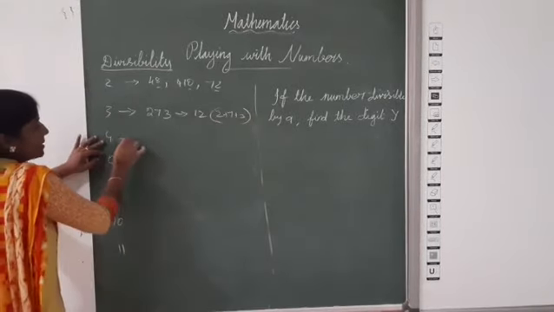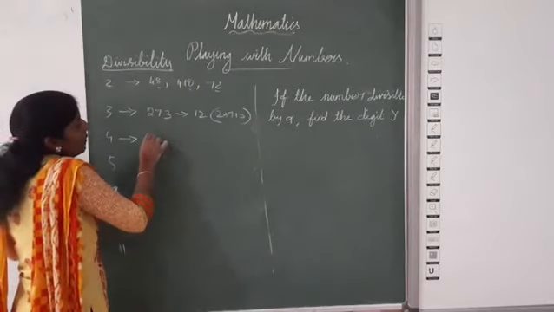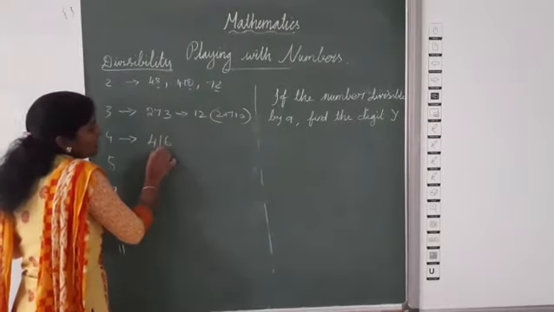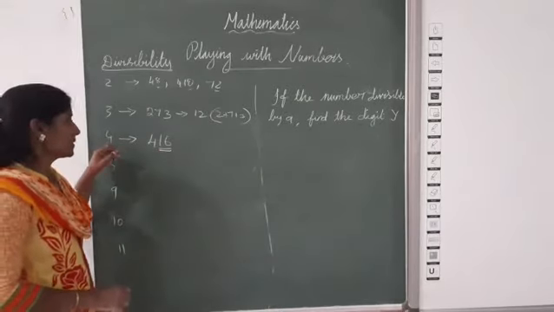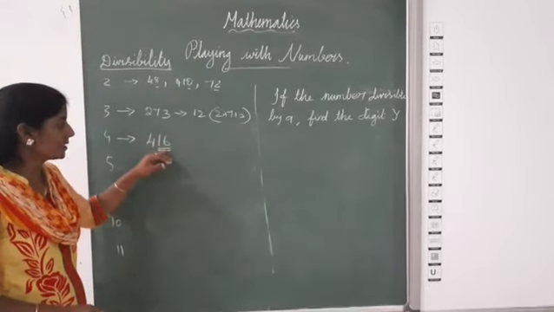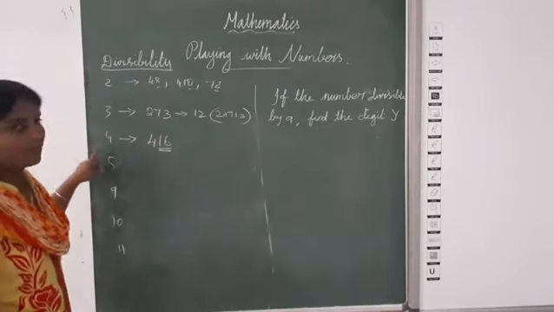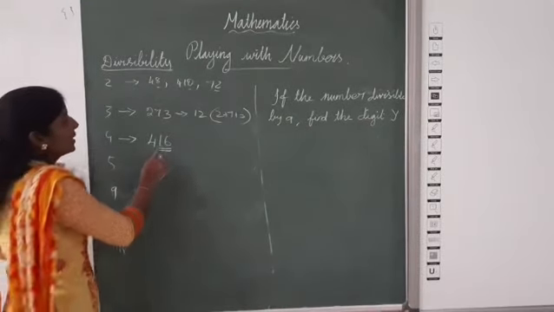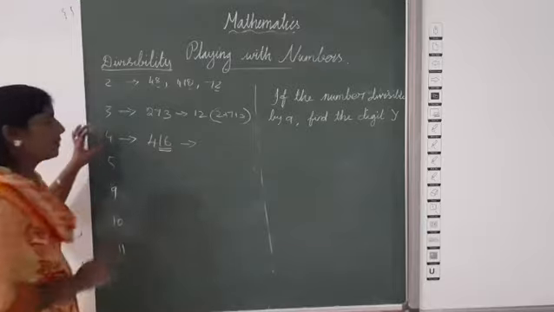Now, divisible by 4 means that, for the number 416, we take the last 2 digits, 16. 16 is in the 4 table, 4 fours are 16. If the last 2 digits are divisible by 4, then the number is also divisible by 4. So here 16 is divisible by 4, so 416 is also divisible by 4.